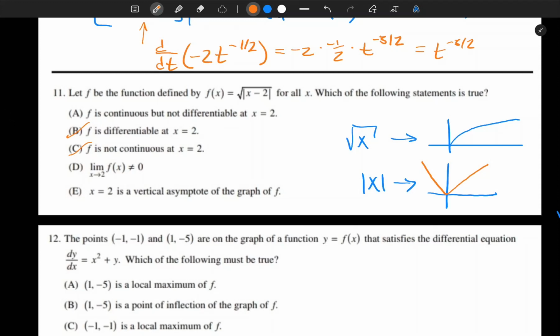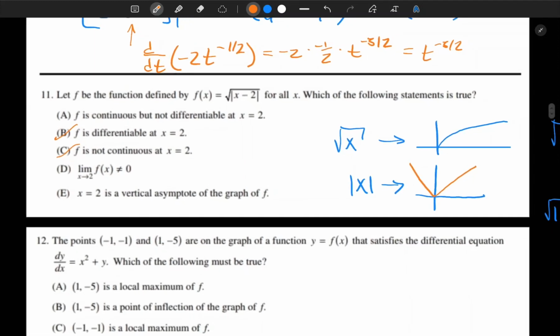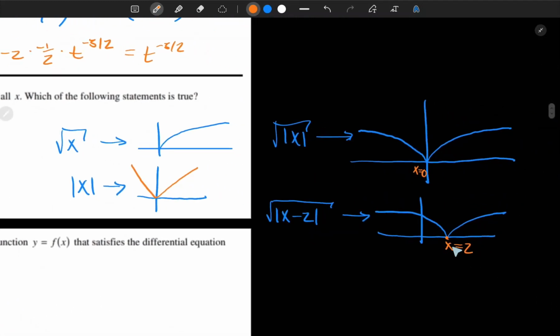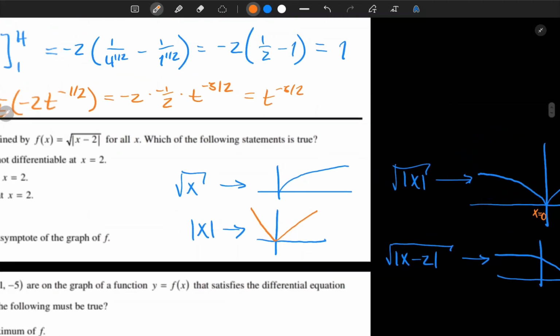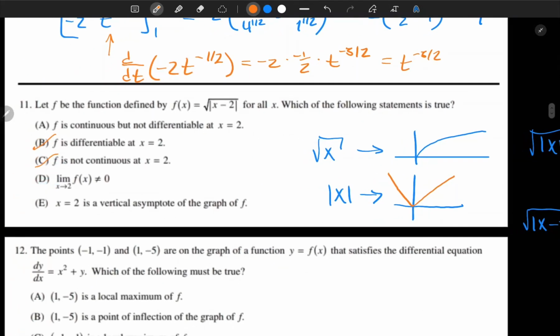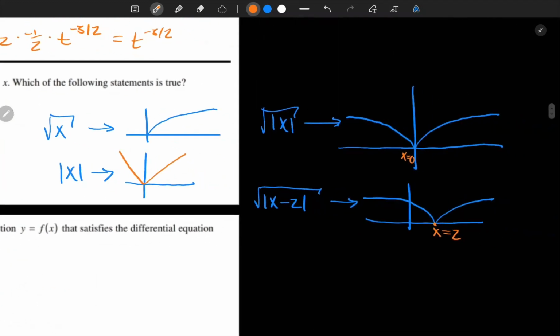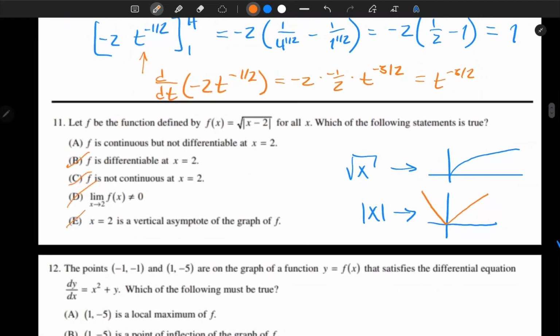Then we know that the limit of f of x as x goes to 2 is certainly 0. It goes to the x-axis, which is the y is equal to 0 value. So D is not correct. We know that there is no vertical asymptote here just by looking at the plot. So the answer here must be A, or that f is continuous but not differentiable at x is equal to 2.